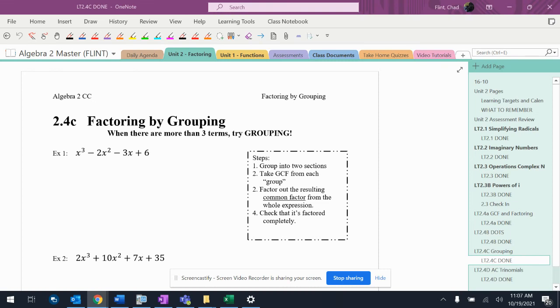All right, so factor by grouping. This is going to look very different at first, but then really it's the same idea. And this is kind of a shortcut to having to do a really, really awful way. All right, so we got some steps there. Group into two sections, take a GCF from each group, factor out the resulting common factor, and check that it's factored completely.